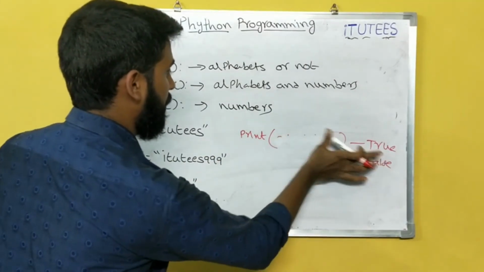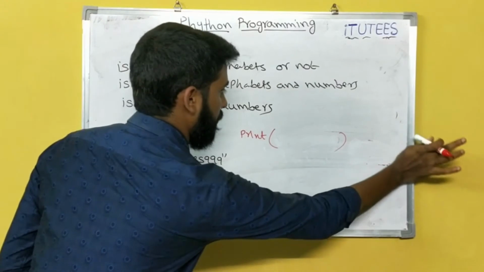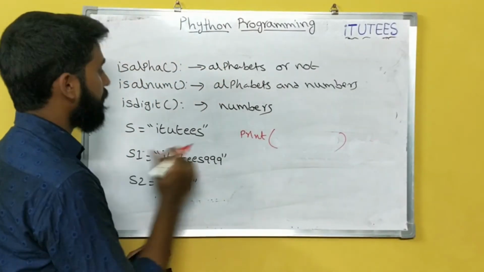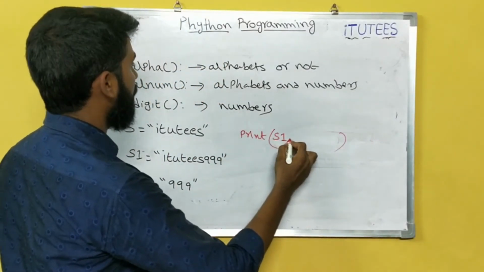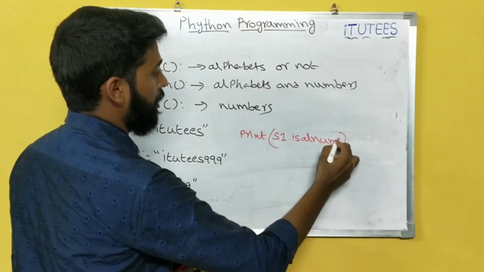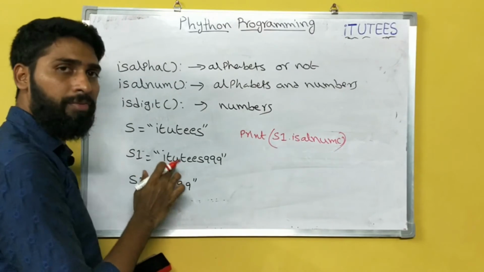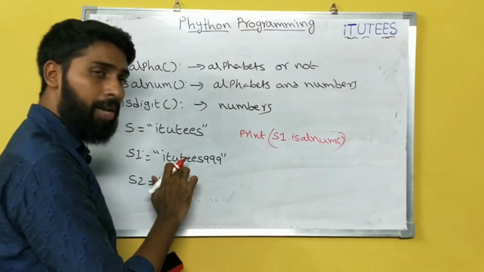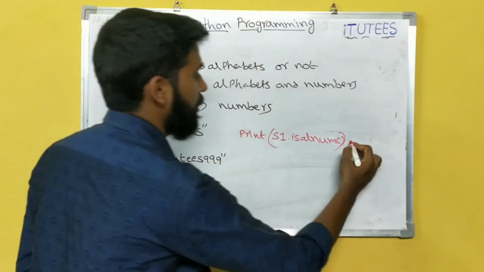Same like that, s1.isalnum(). So s1 is alphanumeric. Why? It's a combination of alphabets and numbers. So it returns true.